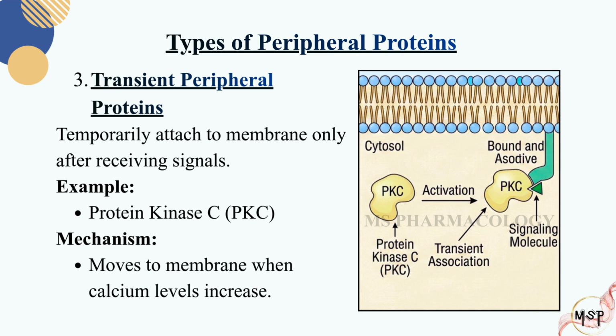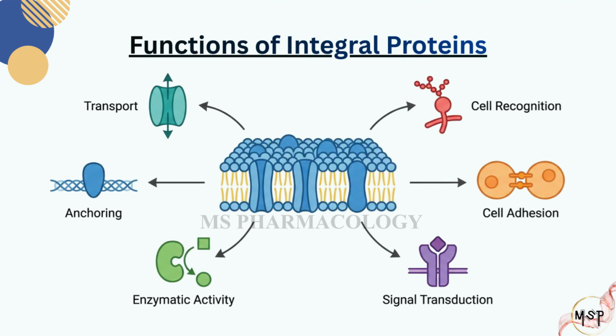And the third is transient. These proteins attach only when they receive a signal, like protein kinase C, which moves to the membrane to start a signaling chain and then detaches. Some key peripheral proteins include cytochrome C, vital for energy production in mitochondria, and protein kinase C, important for signal transduction. Let's look into the 6 primary functions of these membrane proteins.